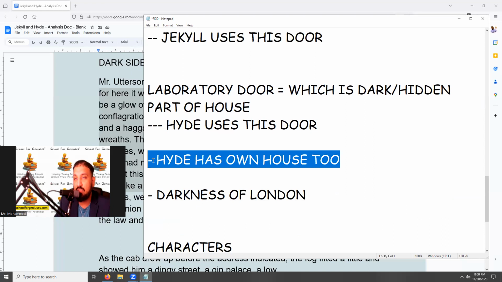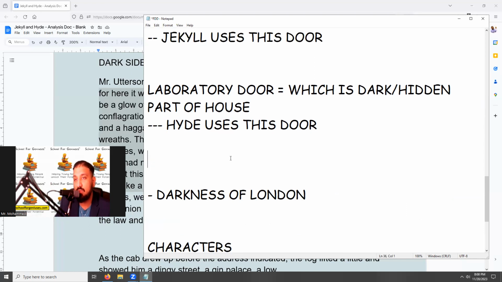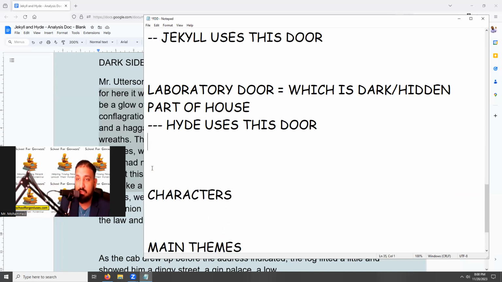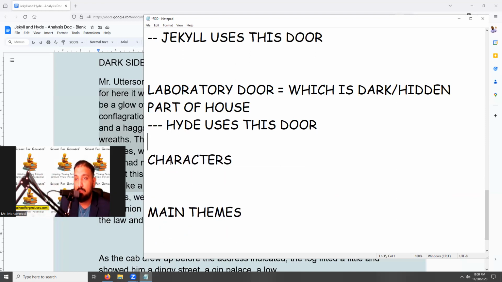Because like I said, Hyde has his own house too. We don't need to talk about that. If you look at his house, it looks sort of gentlemanly, but then he burns a lot of things inside of it, which shows his destruction. Anyway, it doesn't really matter. You don't need to know about that. The only thing you need to know is what I talked about above. Good.